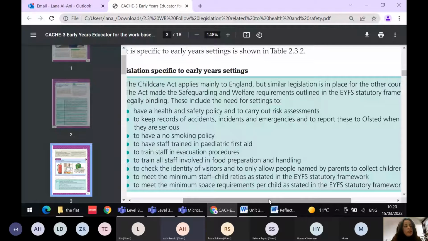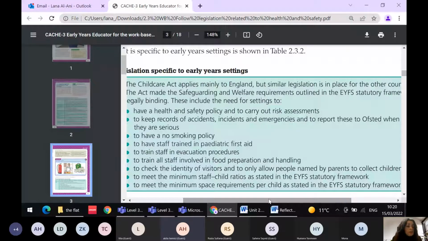And also train all the staff involved in food preparation and handling. So we talked about this: all the people who handle food need a food hygiene certificate. They need to be trained on food hygiene. Also check the identity of visitors. People who are allowed into the nursery, we need to know who they are, their ID, their names. Are they booked in to see someone, or what is this regarding? This is all very important, and you make a badge for them when they enter the place.